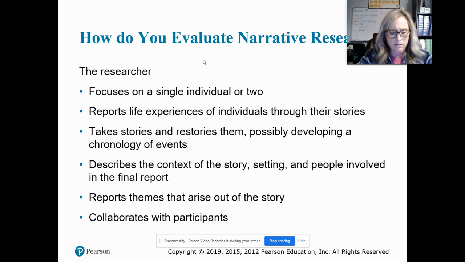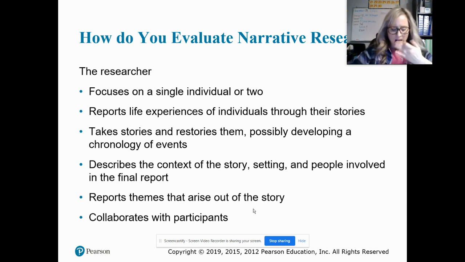So you want to focus on the single individual, and you're going to report those experiences, and take those stories and restories and possibly develop a chronology of events. You're going to describe the context of the story, setting, and people involved, report the themes that arise out of the story, and then collaborate with your participants to do so, and then triangulate it and make sure that all of your data is accurate.